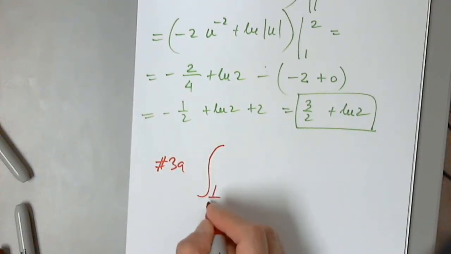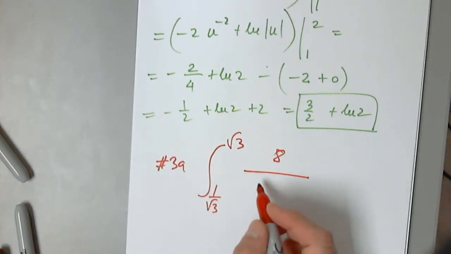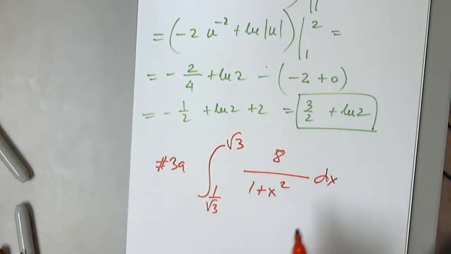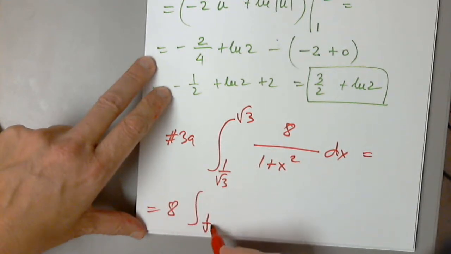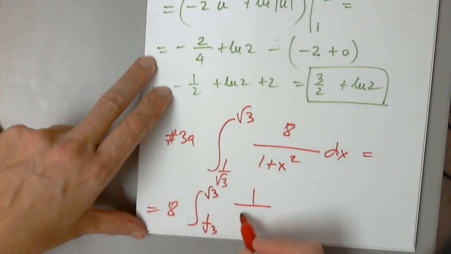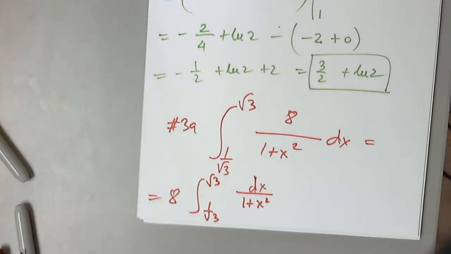This is the integral from 1 over the square root of 3 to the square root of 3 of 8 over 1 plus x squared dx. I see a constant as a factor. I'll put it outside. I don't care for it. You can wait patiently. The integral from 1 over the square root of 3 to the square root of 3 of 1 over 1 plus x squared. Sometimes we're going to write this, which is the same thing: 1 over 1 plus x squared times dx, or dx over 1 plus x squared, it's the same thing.